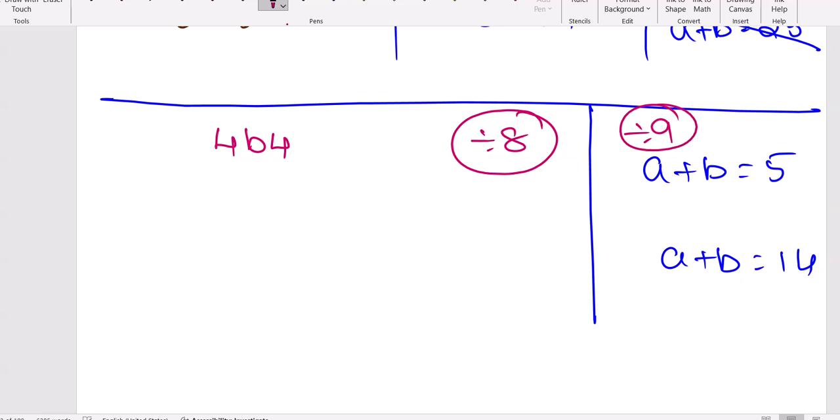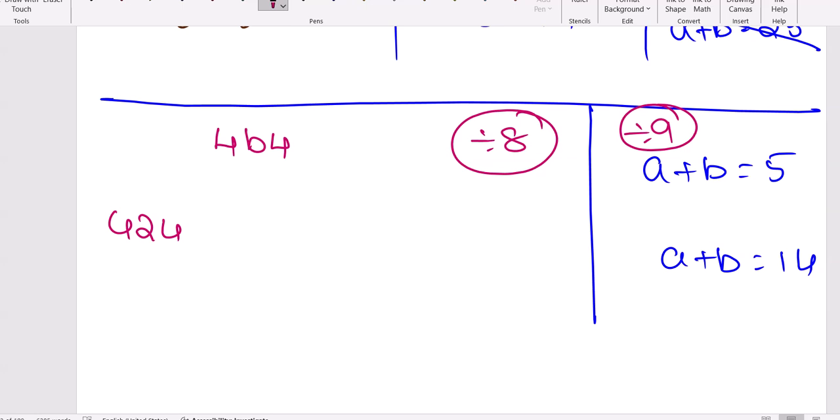That discussion is completed. With divisible by 8, b can be 0 to 9 as I mentioned. I can take 404, 414, 424, and so on. 404 is not divisible by 8, 414 no. 424 is divisible by 8. How? 8 fives are 40, then 2 remainder, 24. 8 threes are 24, so divisible by 8.